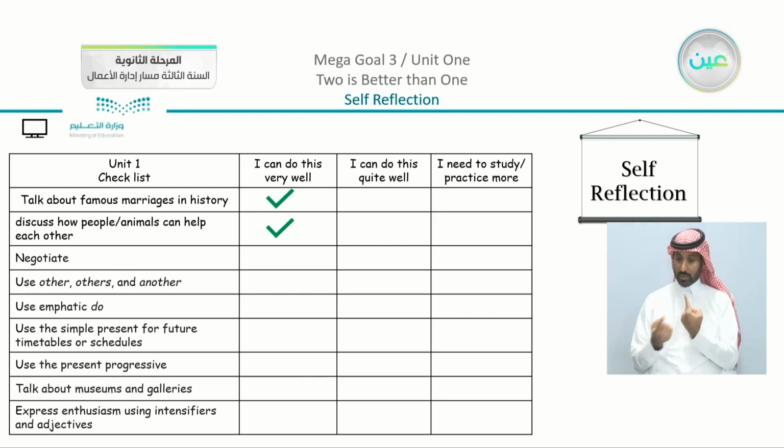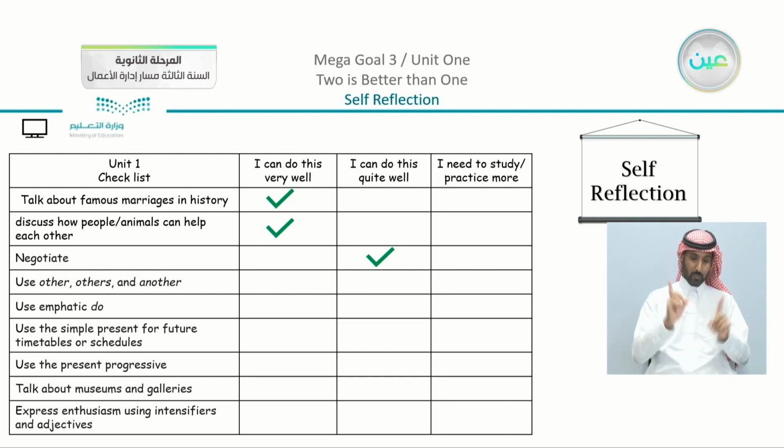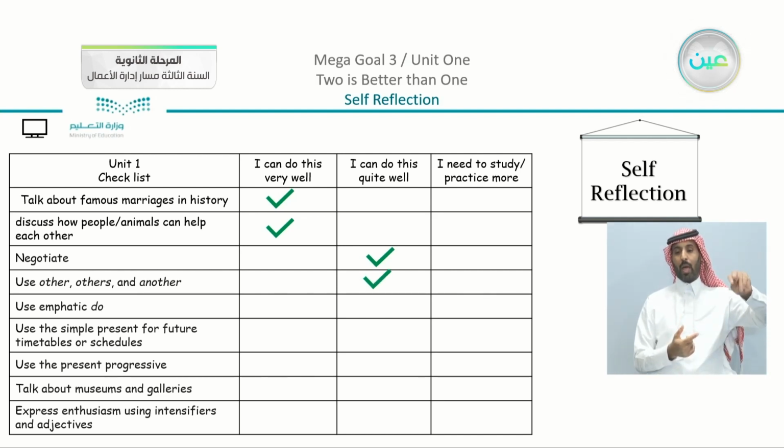Negotiate. Now here you can evaluate yourself. For example, I can do this quite well. So I showed you here as an example to show that there are differences. Maybe something you approve of more than the other. Use others, and another as a structure. Use emphatic do, so which means that you are great in grammar.